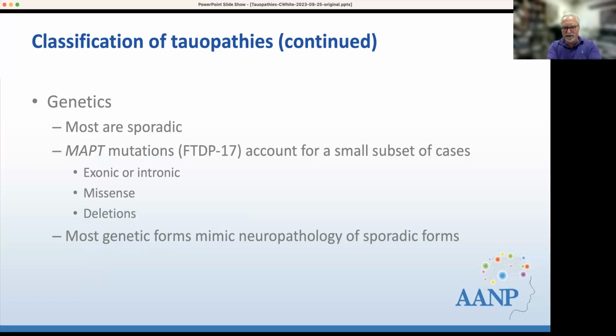These can be exonic or intronic mutations. They're mostly missense or deletion mutations. Again, most genetic forms of tau mimic the neuropathology of sporadic forms, so genetic classification isn't terribly useful. It's probably better to classify based on the neuropathology and then specify whether a given case is sporadic or genetic in etiology.